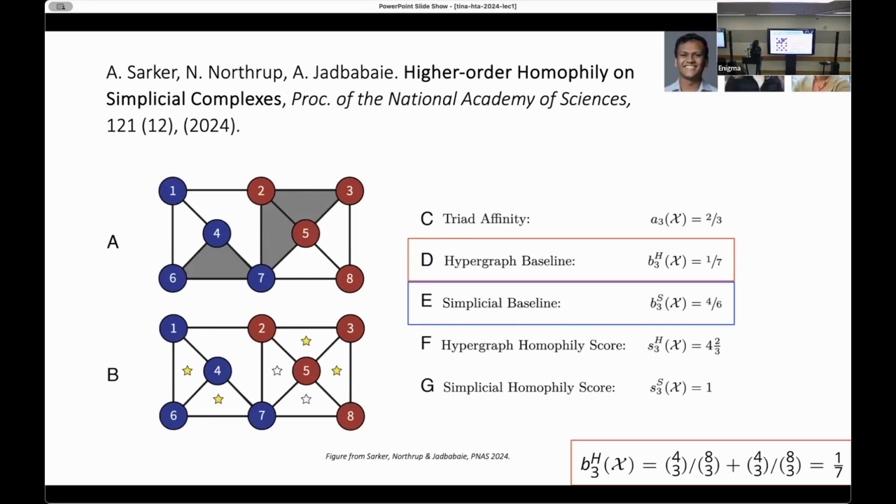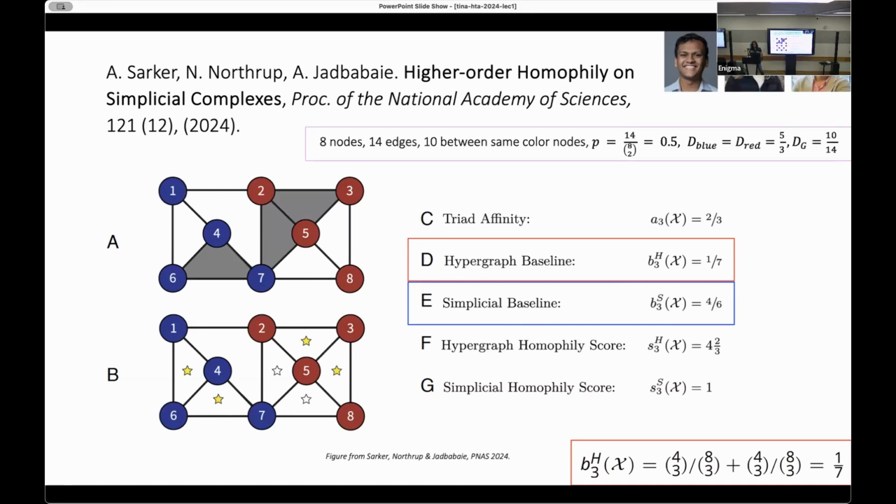And so the baseline would be how many triangles do I have and how many of those triangles actually have all of their colors be the same. So here you have 4 triangles that have nodes whose colors are all the same divided by 6 triangles, right? So then you just divide the triad affinity by the hypergraph baseline to get the hypergraph homophily score, and then by their simplicial baseline to get the simplicial homophily score.